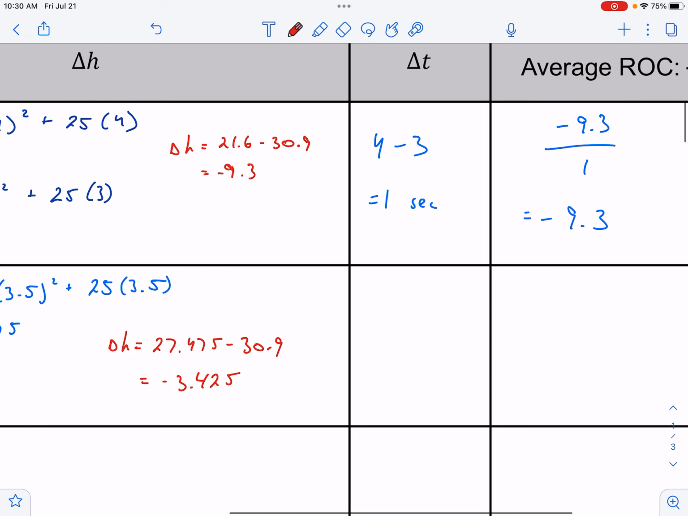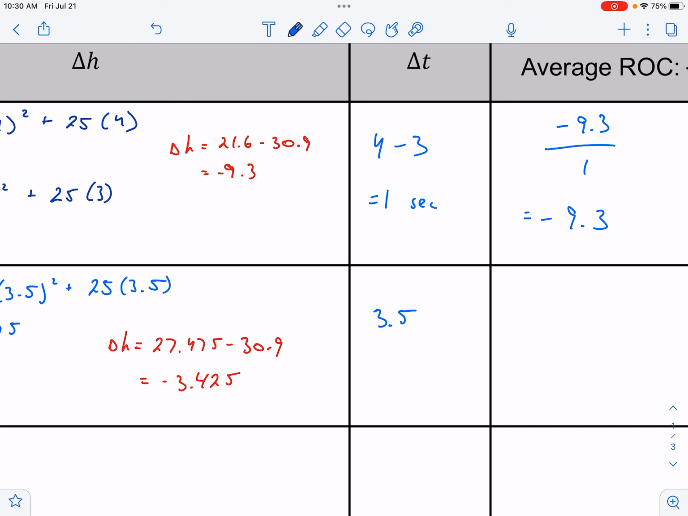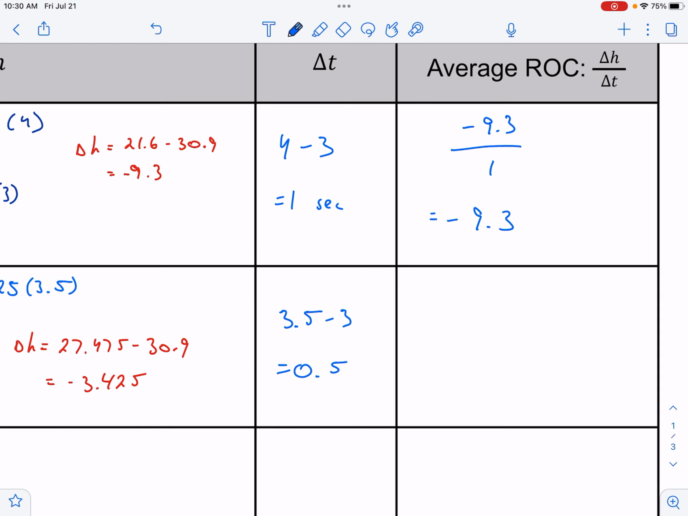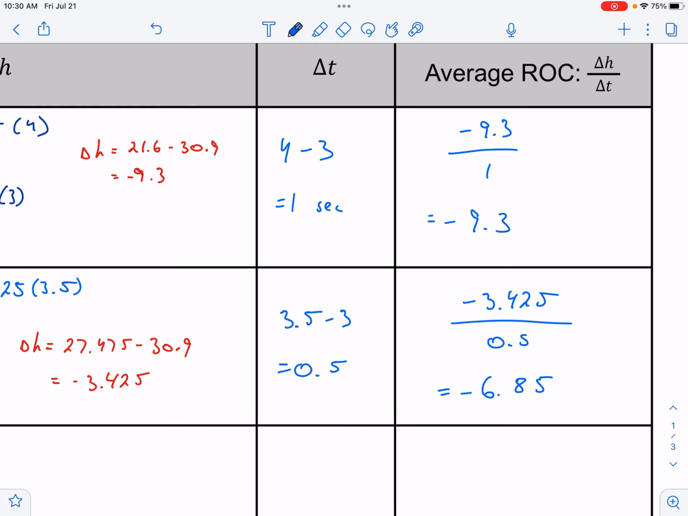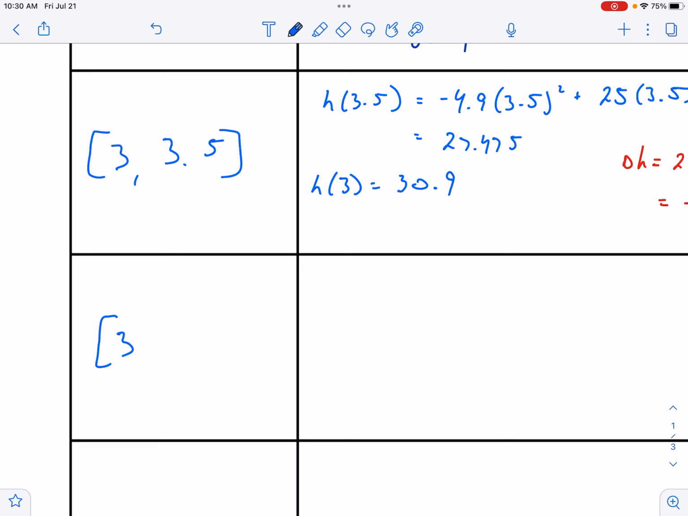Our new delta t here, remember we went from 3.5 to 3, which is just a half second difference. So our average rate of change here is negative 3.425 divided by a half, and this gets us to negative 6.85. This is closer to being precise. We're using a smaller interval, but I actually want to get even smaller, so I'm going to do this a couple more times. What if we went on the interval between 3 and just 3.1?